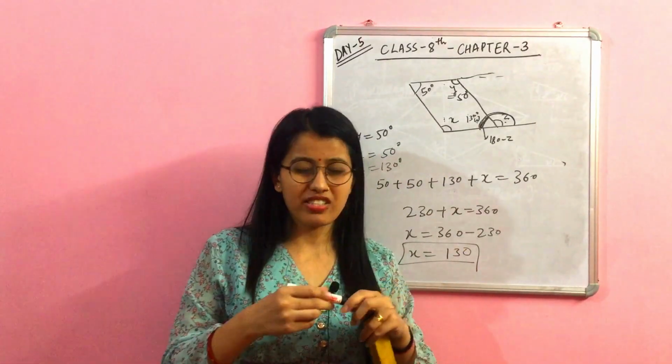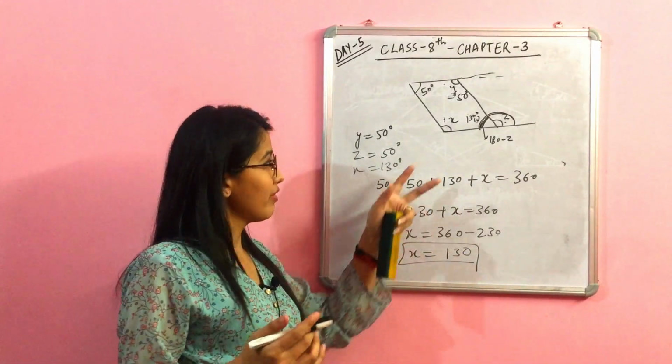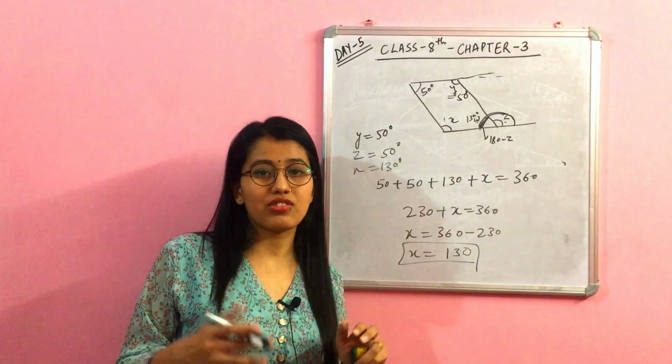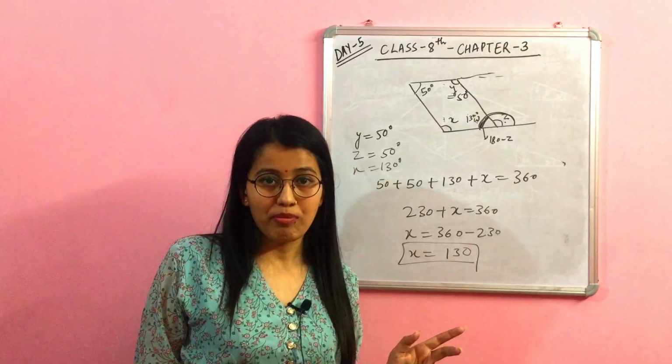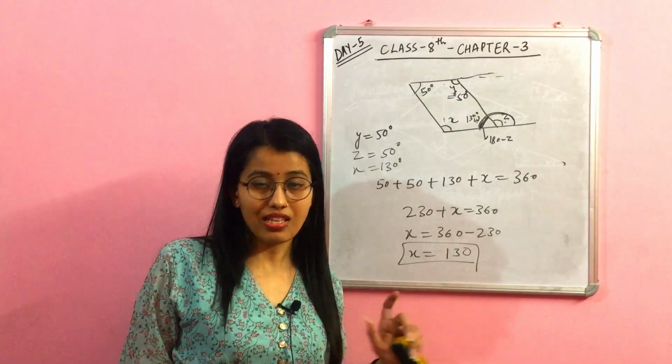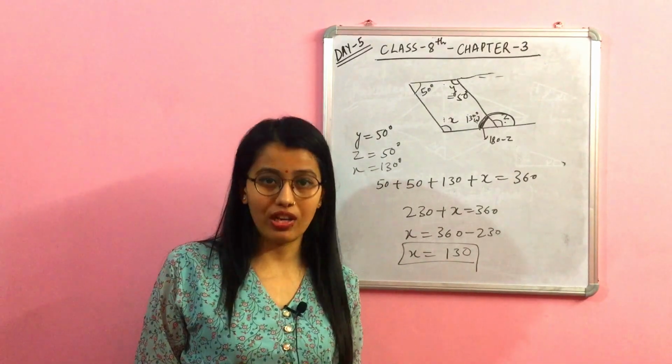Okay, so with the adjacent property, we can find the values of interior angles as well as exterior angles. Okay, so this was all about chapter number 3 of class 8, that is Understanding Quadrilaterals.